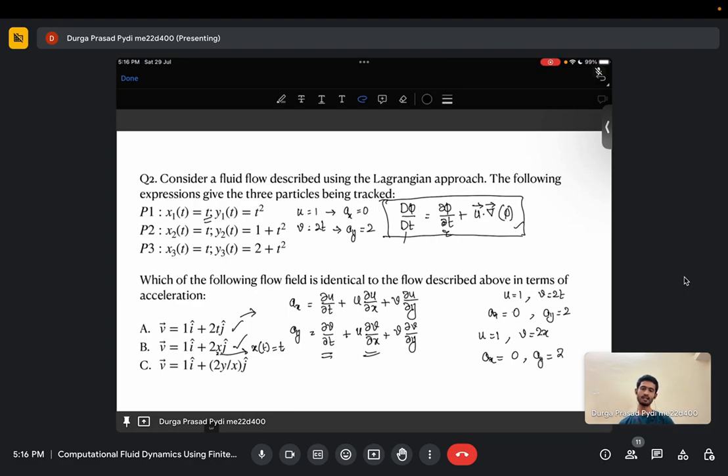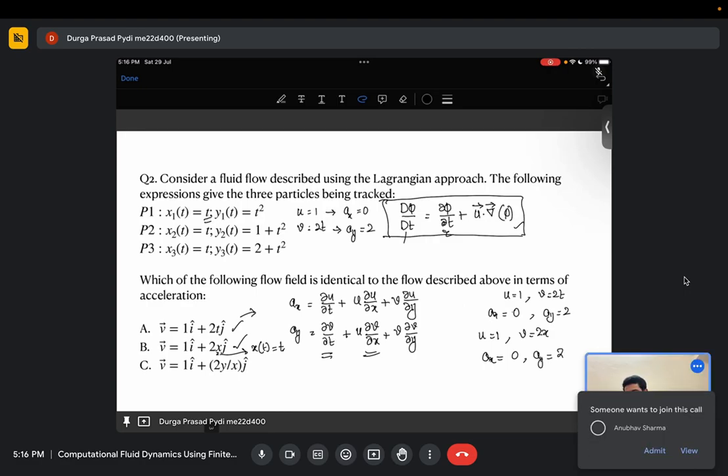So A and B are essentially identical. Now if you try to substitute for C and get the accelerations, can you try that one as well?